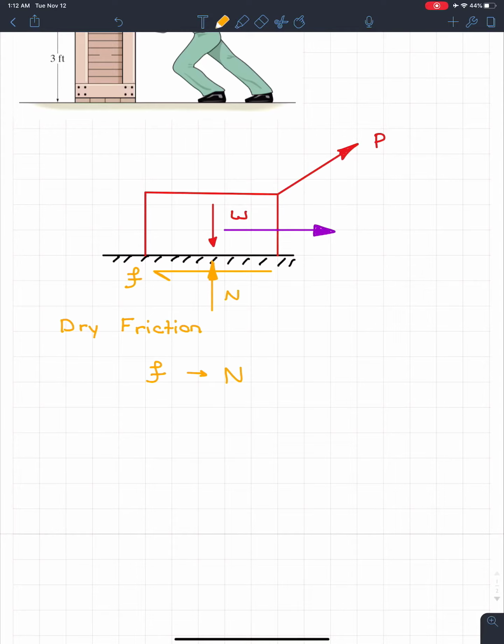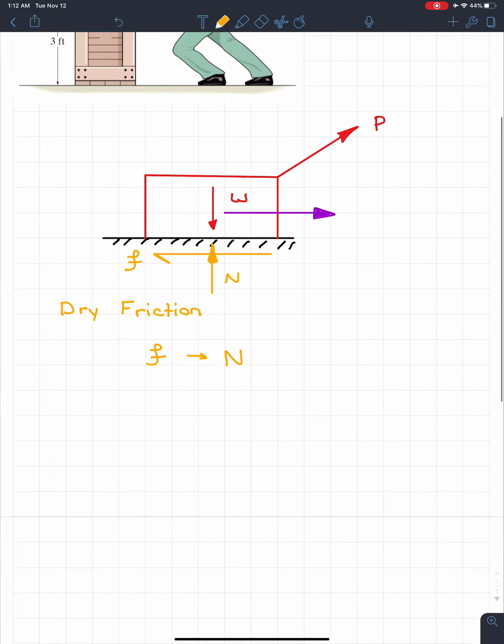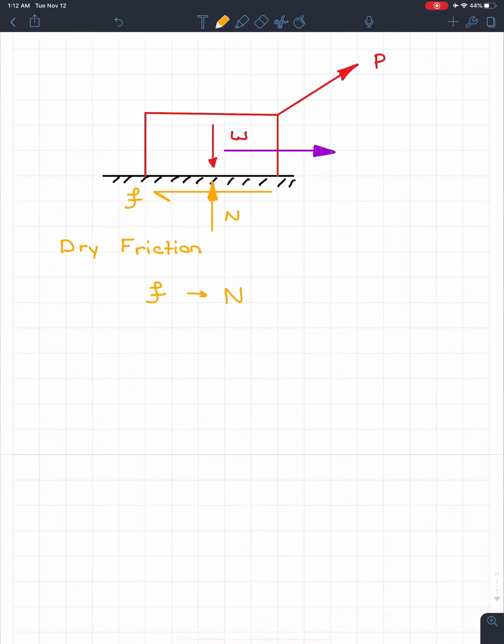And what we're saying in dry friction is, depending on the magnitude of the normal force, we can calculate the frictional force. So what happens here is we say that F is equal to mu static, so mu_s times N. And this is why that 0.5 is very important in this question, because it gives us a relationship between the normal force of the crate and the frictional force in the crate.